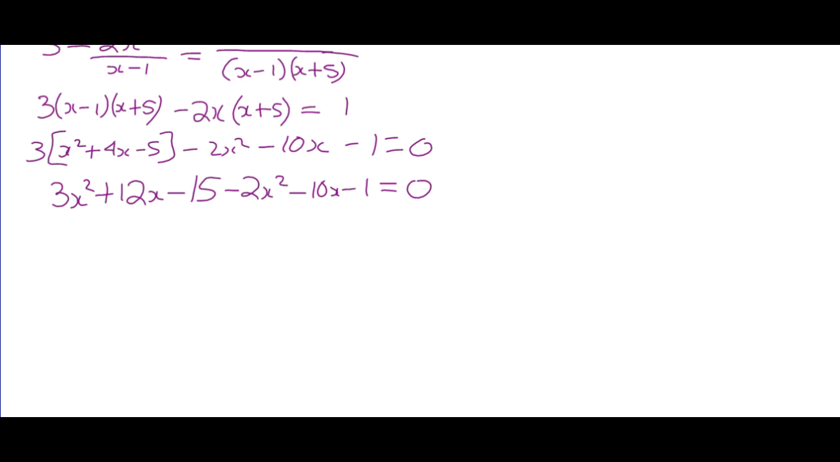Okay, so now I can collect the terms. So I've got an x squared plus 2x minus 16 is equal to 0.